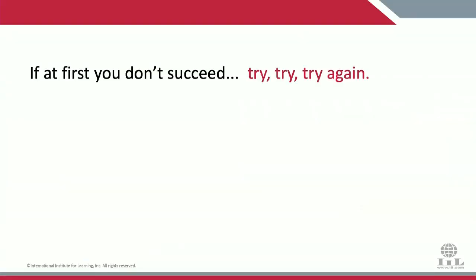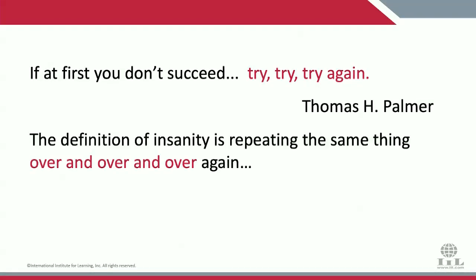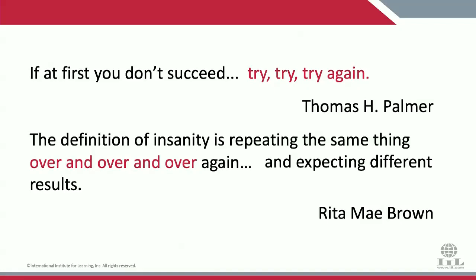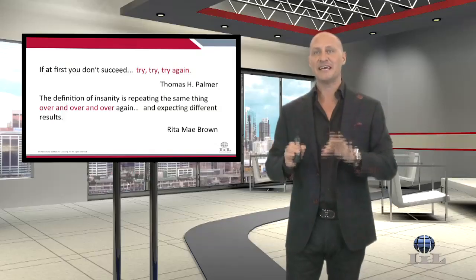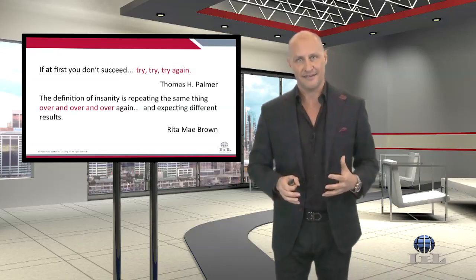So let me prove it to you that it is crazy. First, I'll introduce some childhood guidance and then some adult wisdom. We'll see the inherent paradox. First, the childhood guidance. If at first you don't succeed, try again. As it turns out, Wikipedia adds a third try. And then the adult wisdom, the definition of insanity is repeating the same thing over and over and over again. I added the third over, and expecting different results. As you can see, these two statements are saying the exact opposite thing.